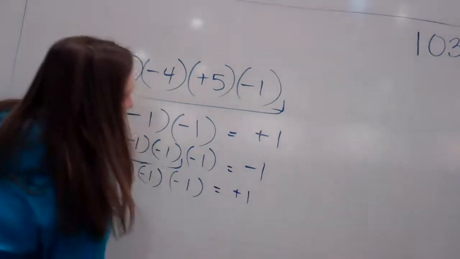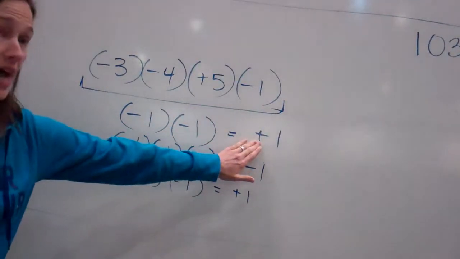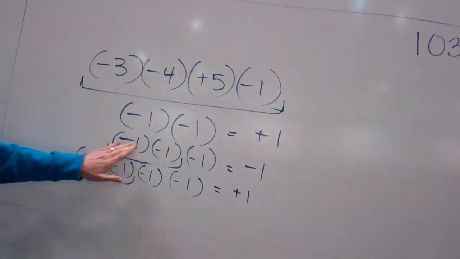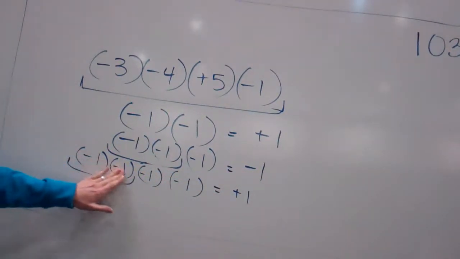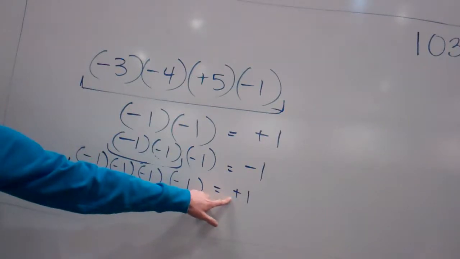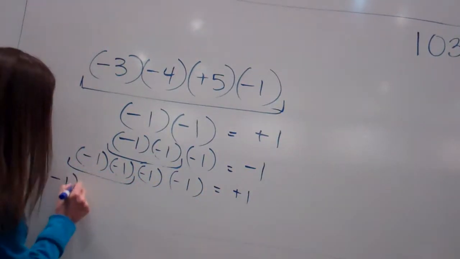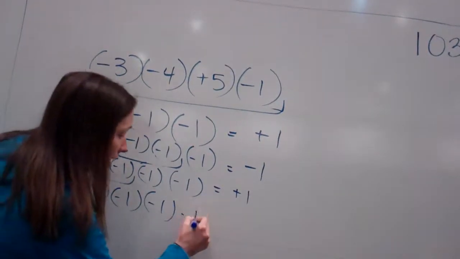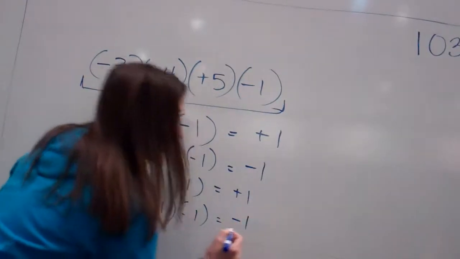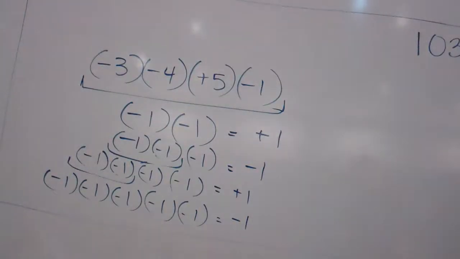What I want you to see is that when I had 2 negatives, I had a positive. I had 3 negatives, I get a negative. I have 4 negatives, I get a positive. Guess what would happen if I had 5 of these? I'm just going to tell you the answer instead of us working it out. It's going to be a negative 1. Does anybody see the pattern? Even numbers are positive. You've got it. Good job. Way to figure it out.